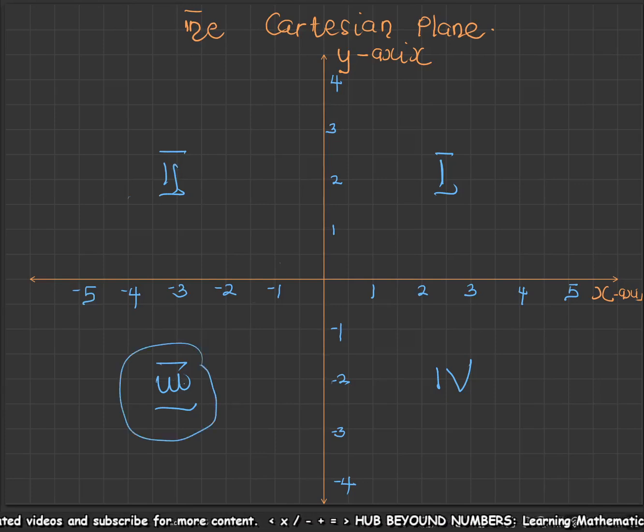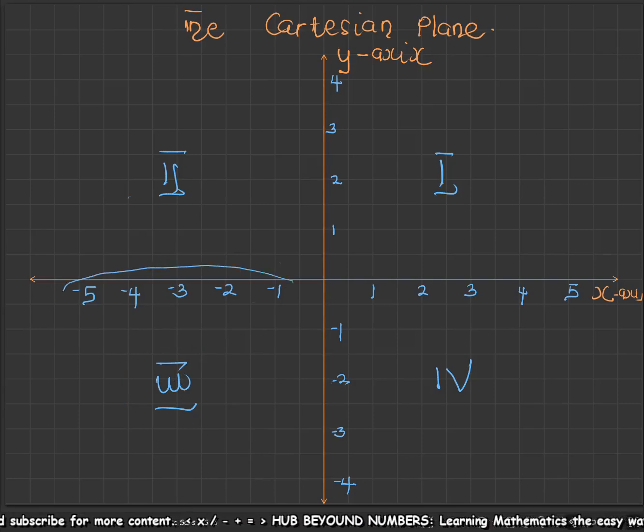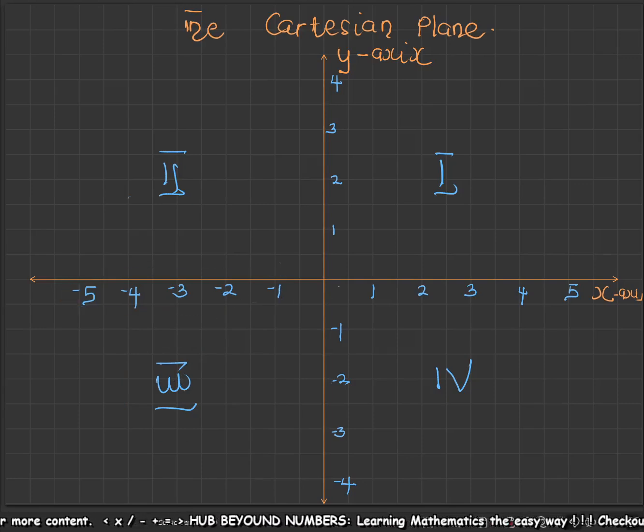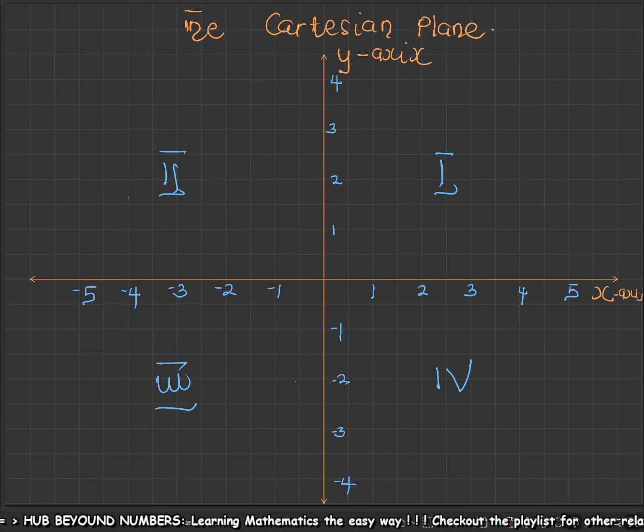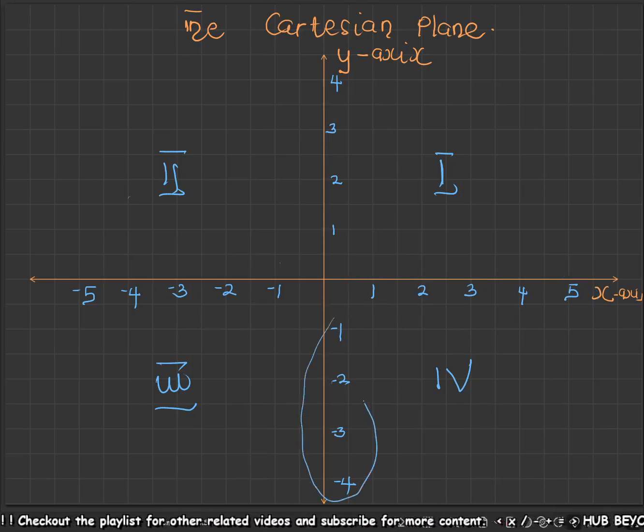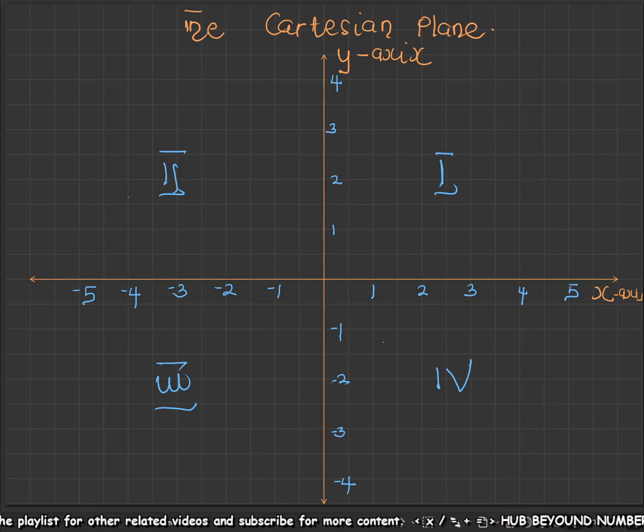For this third quadrant, it is made up of what? Negative values of my x-axis and negative values of my y-axis as well. So in the third quadrant, we have negative, negative. Then on my fourth quadrant, we have positive x values and negative y values. So these are the characteristics of the various quadrants we have in the Cartesian plane. Now let's look at how to plot a point on the Cartesian plane.